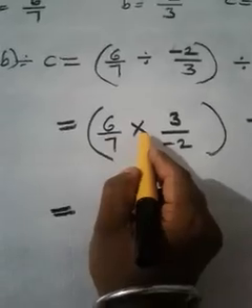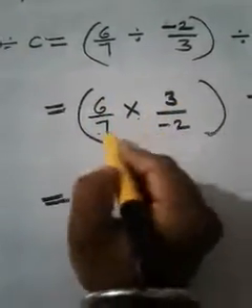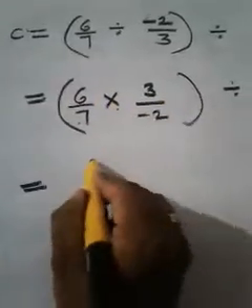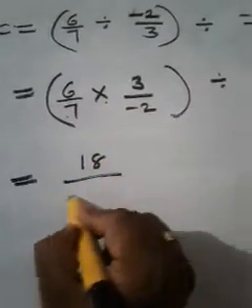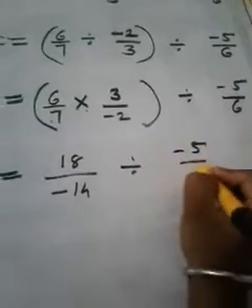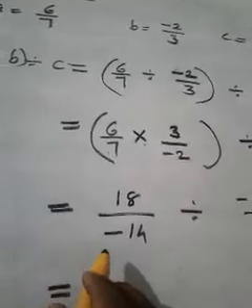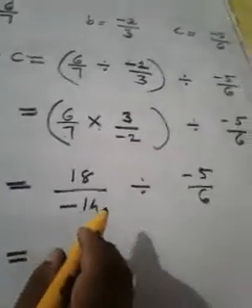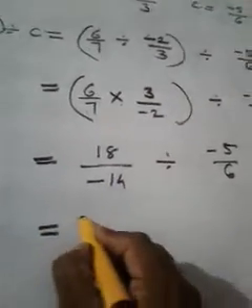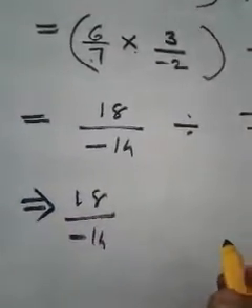And now let us see what we will get inside the bracket. Since it is multiplication, you know how to multiply two fractions. Multiply the numerator, multiply the denominator. It becomes 6 into 3 is 18, 7 into minus 2 is minus 14, divided by minus 5 by 6. Any problem? Again 18 by minus 14 as it is.